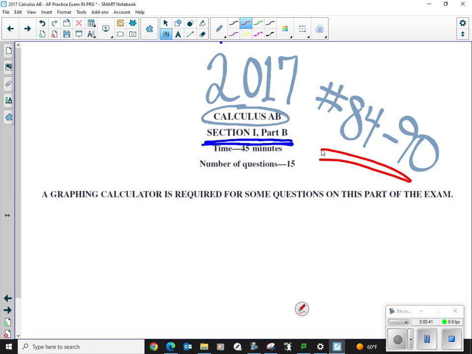It's comforting to know that we get to use a graphing calculator, but even though you get to use it for this entire part, Section 1B, not every question can be answered using the calculator. We discussed that in problems 76 through 83, or something like that. Well, let's finish this off.